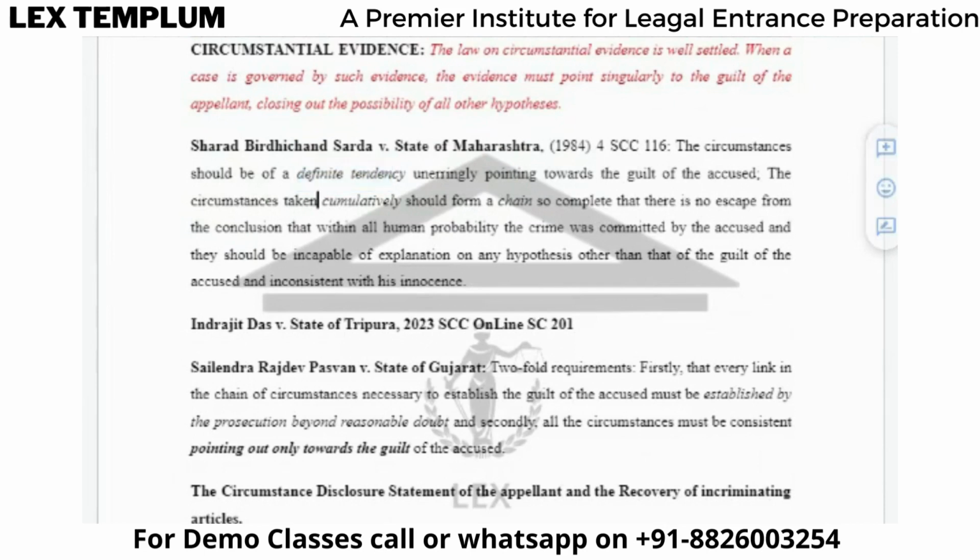Circumstances taken cumulatively, not individually, cumulatively all together, should form a chain so complete that there is no escape from the conclusion that within all human probability this crime was committed by the accused, and they should be incapable of explanation of any other hypothesis than the guilt of the accused and consistent innocence. I explained this. So two things to remember: definite tendency. Secondly, cumulatively should form a chain.